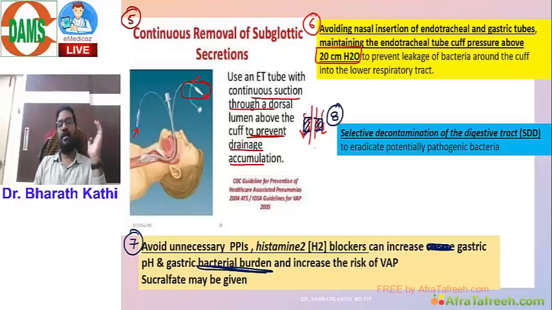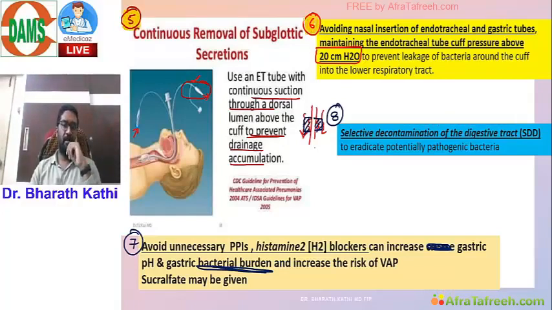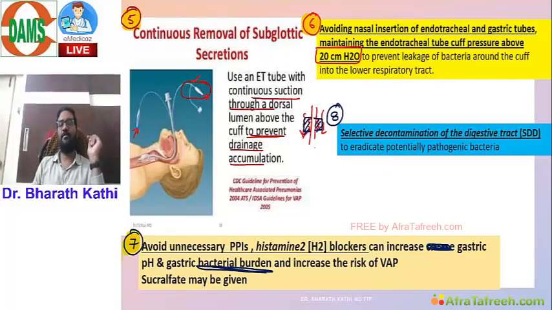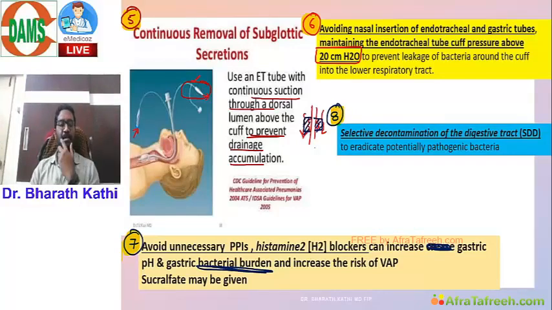So these are the 8 methods, but most important will be those 4 methods because they have a high level of evidence. Apart from this, we have continuous removal of subglottic secretions, avoiding nasal intubation, maintaining cuff pressure at 20 centimeter H2O, and avoiding unnecessary PPIs because these can increase the gastric pH and increase the growth of pathogenic bacteria, and selective decontamination of the digestive tract. So these are the 8 interventions.